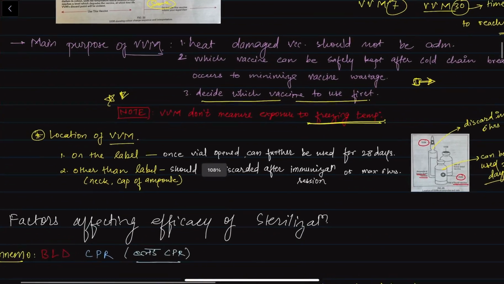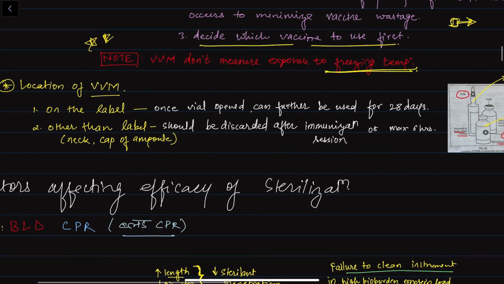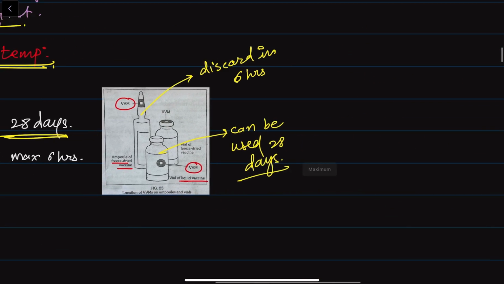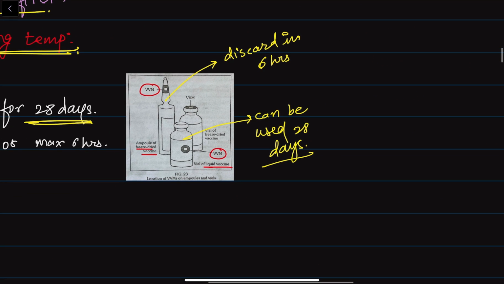And where is the location of VVM? This is also an important thing. It is either on the label, or other than the label, it is on the neck or the cap of the ampule. So on the label, once the vial is opened, you can use the vial for 28 days. But if it is on the ampule, see here in the diagram it is shown, if on the vial, then it can be used for 28 days. And if on the ampule, once you break this neck, it cannot be used for 28 days. It has to be discarded in 6 hours.